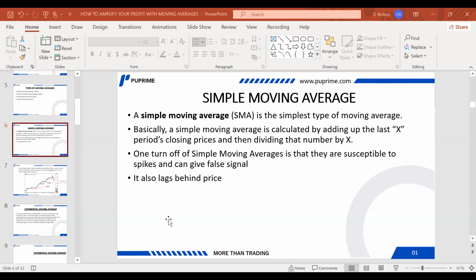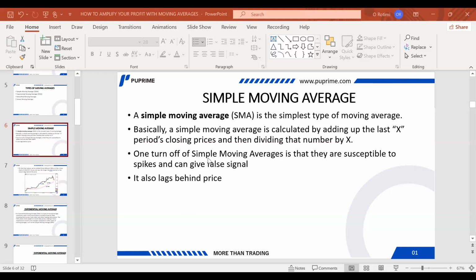Now, generally, when we say that an indicator is lagging, what we mean is that the indicator moves after price has moved. It does not move in real time with price. So it triggers you late into a signal or into a trade.